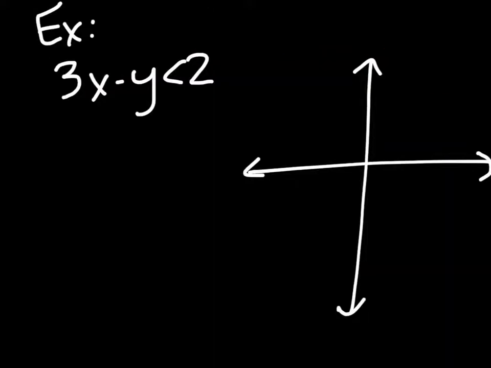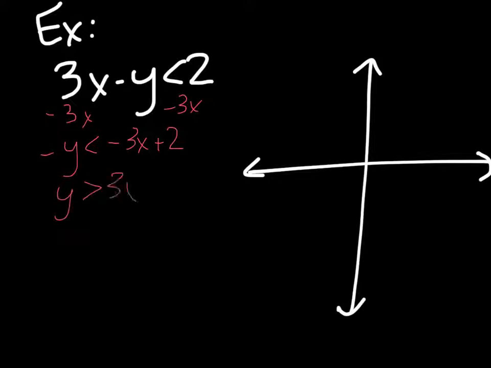Alright, the first one is 3x minus y is less than 2. So the first thing I'm going to do is get it into slope-intercept form. So I need to get rid of this 3x. Then I have negative y is less than negative 3x plus 2. Then I'm going to change their signs, or basically multiply by negative 1, which, don't forget, means I need to switch the sign. So y is greater than 3x minus 2.